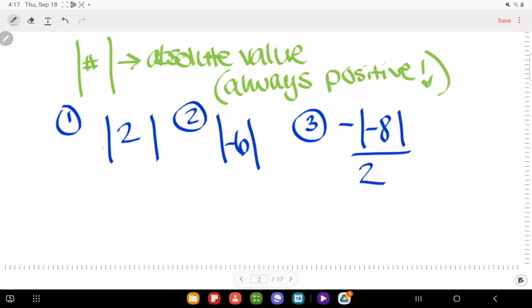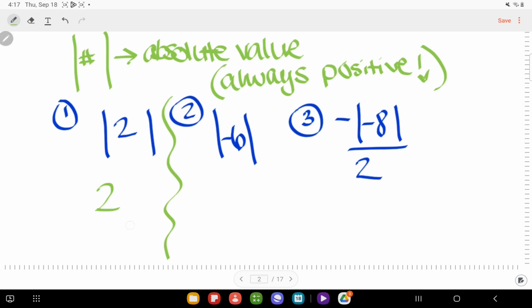So we read it like this: the absolute value of 2. Well, how far from 0 is 2? It's 2 spaces away. It's just straight up positive 2. It's always positive. Then I have a negative 6. The absolute value of negative 6 is 6. It's just a positive 6. Always positive. I have 3 times the negative absolute value of negative 8, over 2, which is divided by 2.